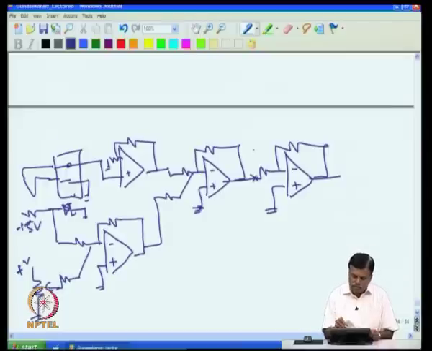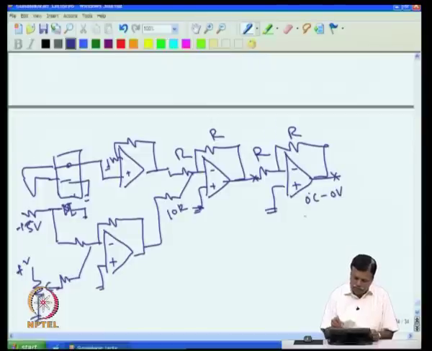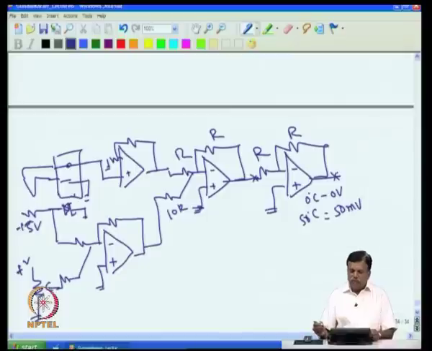So I made it such that the gain is here 1, and here you have R, and R we had a 10 R. So at this point you will get voltage corresponding to temperature. That means at 0 degree C you will get 0 volt. If it is at 50 degree, then you will get 50 millivolt. So every 1 degree you will get 1 millivolt output.